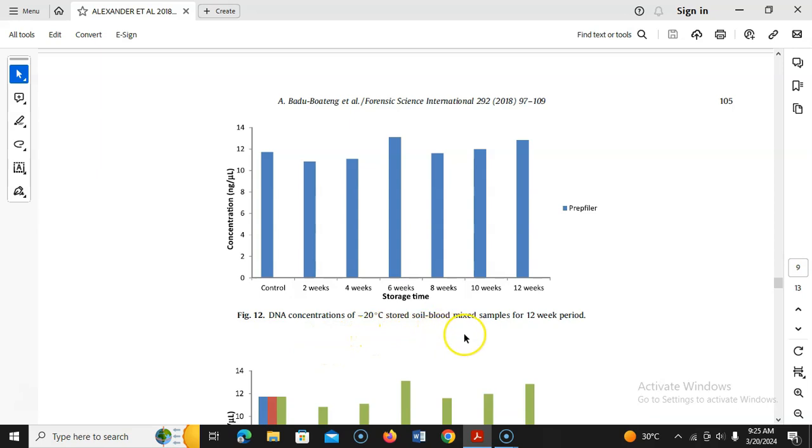Then minus 20 stored samples. You can see there was no pattern here. So it means the DNA was still intact, even at 12-week storage.